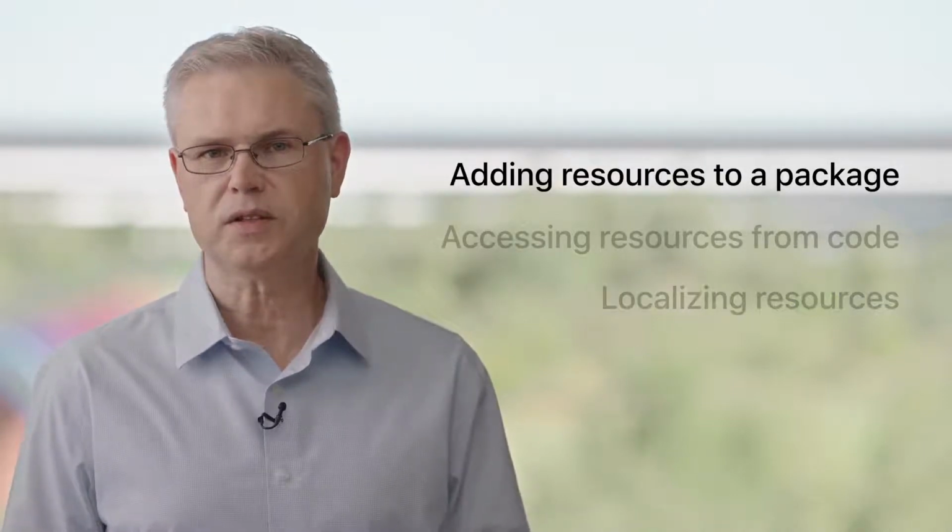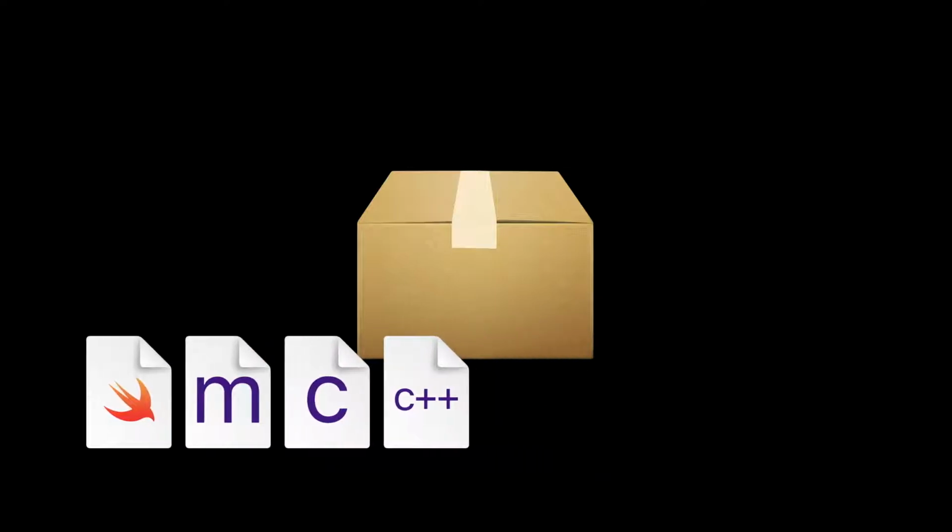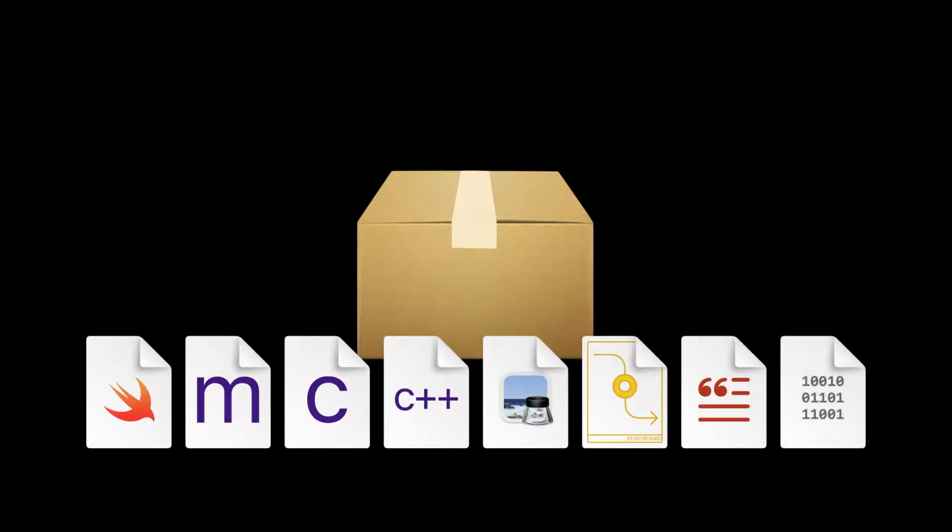Let's start by adding resources to a package. Xcode 11 introduced support for Swift packages, letting you create packages as well as use existing packages in your Xcode projects. You can implement a package in Swift or in any of the C-based languages. And in Xcode 12, you can add resources such as images, storyboards, and other files to a package. You can also localize those resources so that internationalized apps can take advantage of the functionality your package provides.